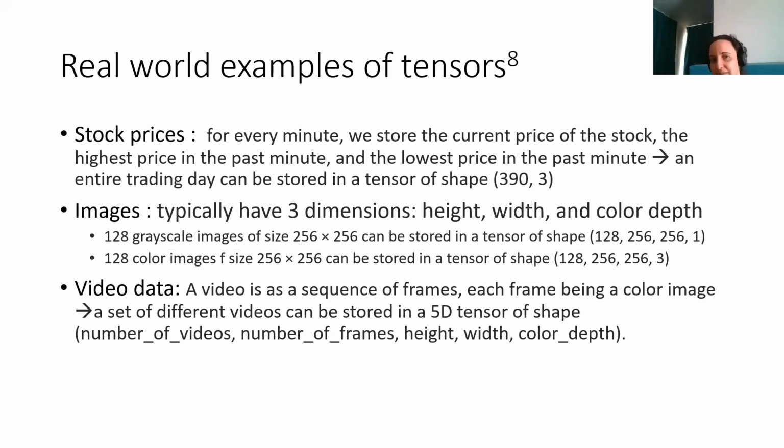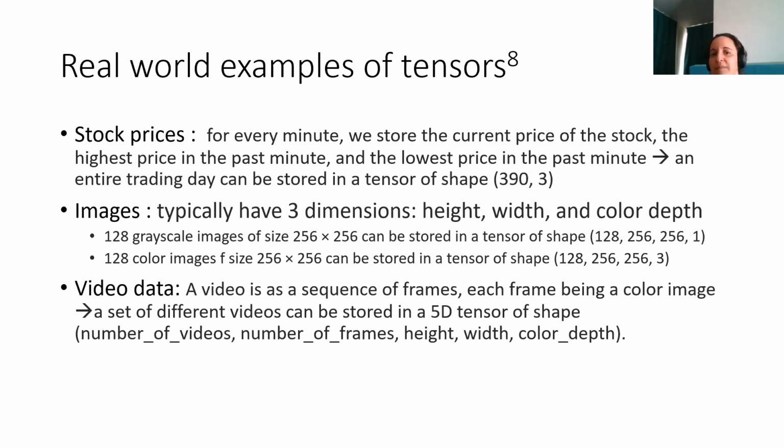Okay. Images, which you usually see more in everyday life, we usually represent as tensors. The images usually have 3 dimensions: the height, the width, and the color depth. How many color channels? Usually 1 if it's a grayscale image, 3 if it's a colored image.